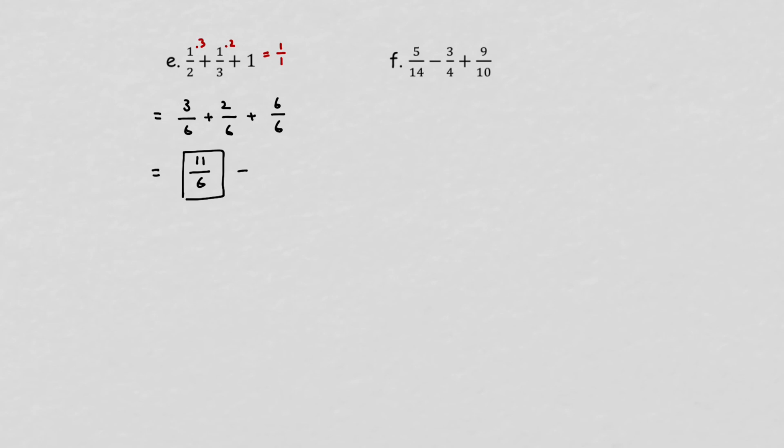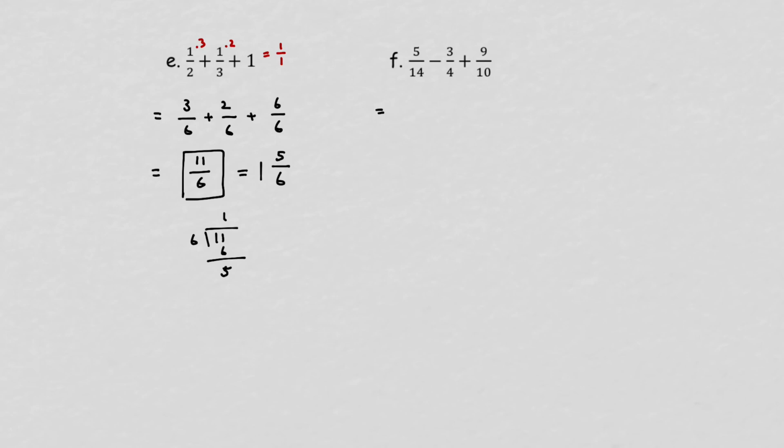If I wanted to write this as a mixed number, it will be 11 divided by 6. So 1 whole, remainder of 5 over 6. What about this one? Doing subtraction and addition at the same time.